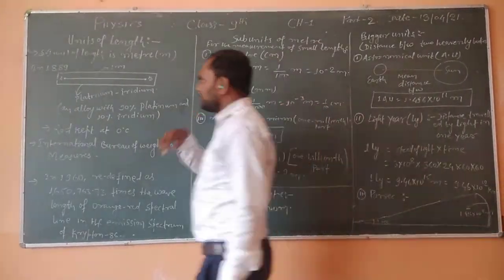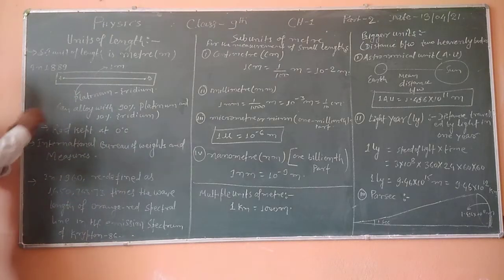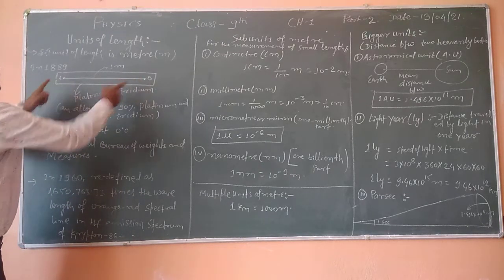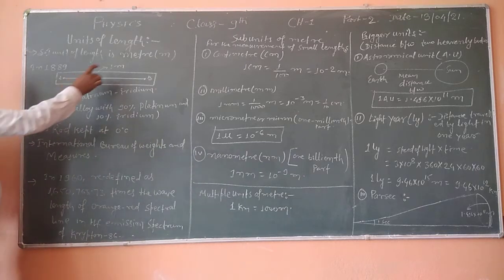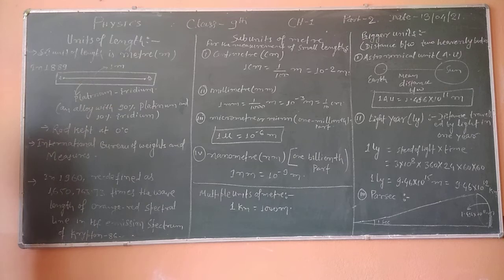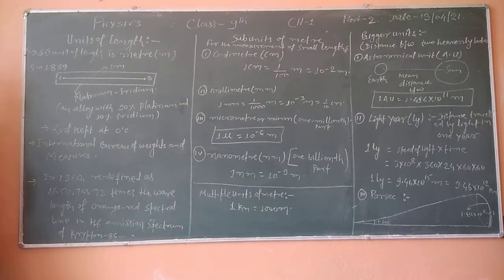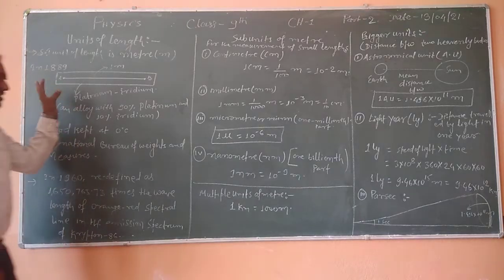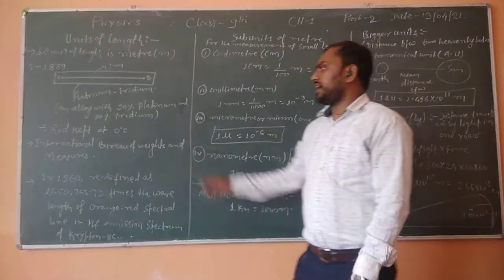Coming to the point, in this alloy they selected some distance between 2 points and called it 1 meter, by keeping it at 0 degrees Celsius. The International Bureau of Weights and Measures decided this. This is the organization which developed these ideas.